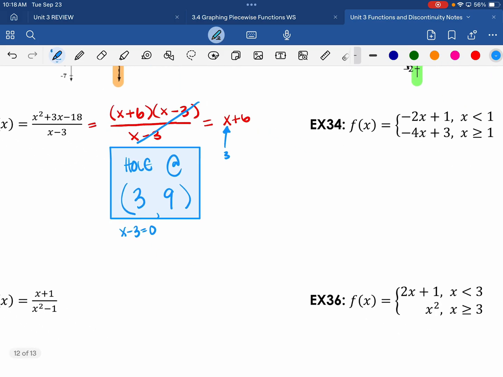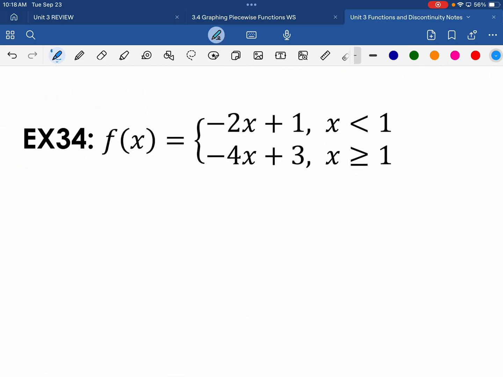Okay, let's hop over here to 34. So 34 is a piecewise. For piecewise, we check for jumps. So I'm going to plug 1 in. When I plug 1 in, what do I get? -2. Are you sure? Yes. +1? Well, I thought you just meant right there. Gotcha. +1 is there. Yep.